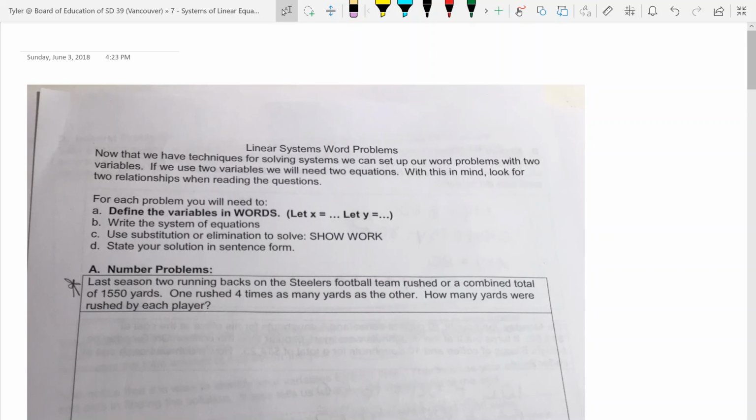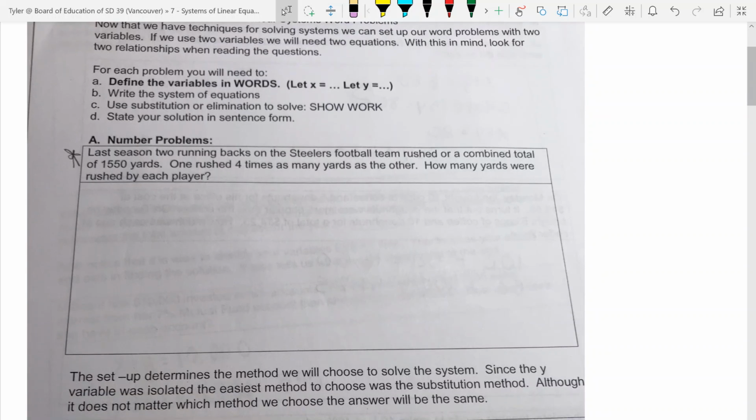All right, let's go through some systems questions. Let's do this question.